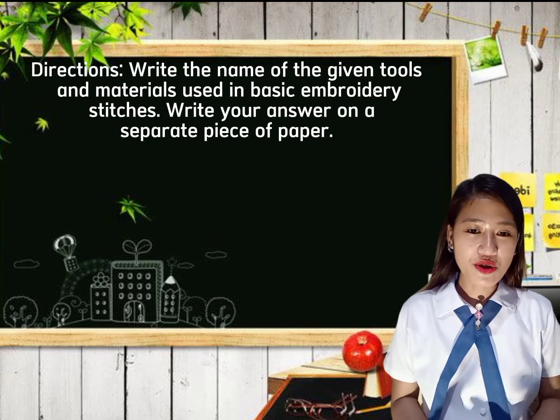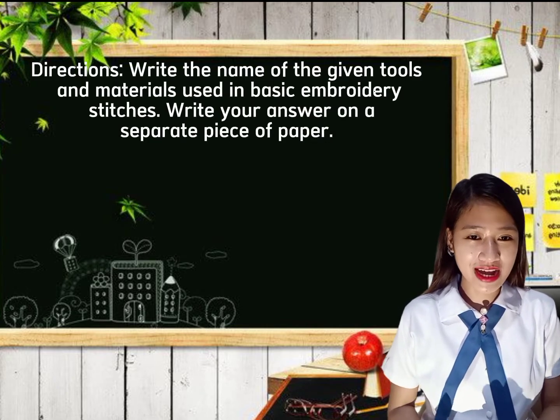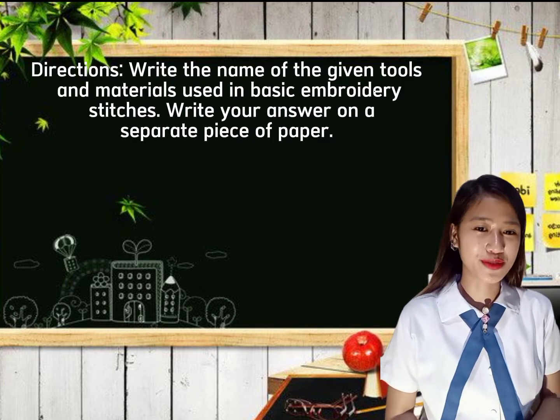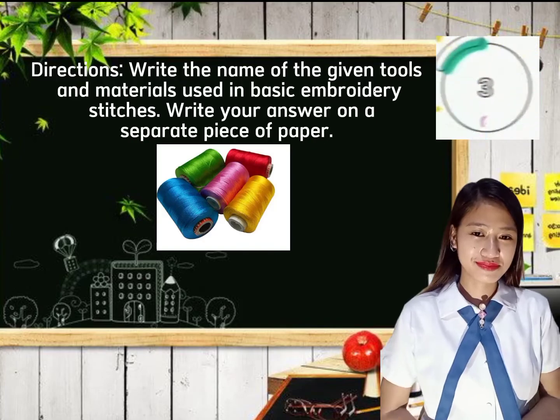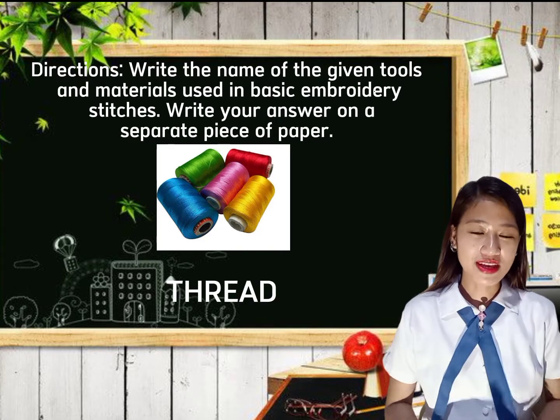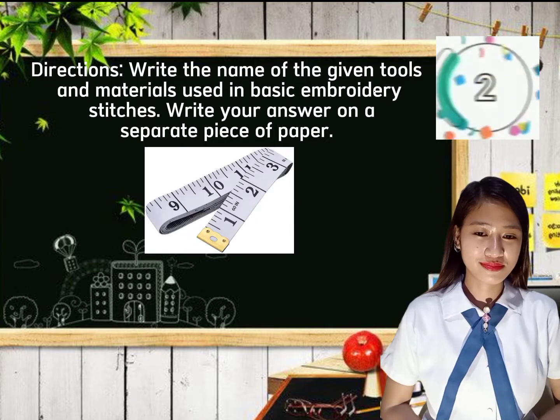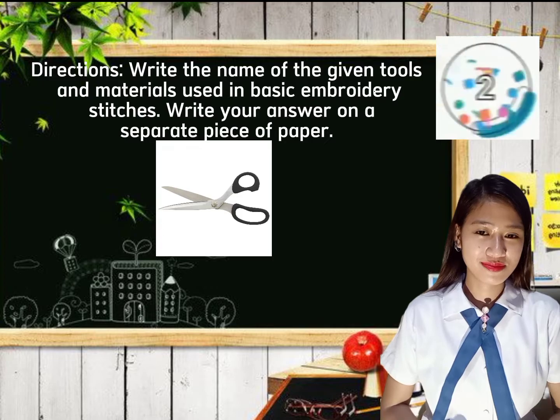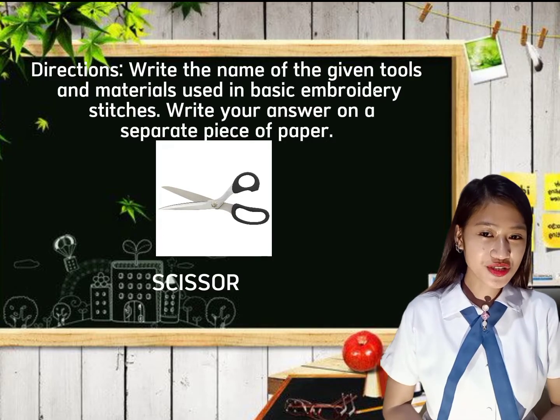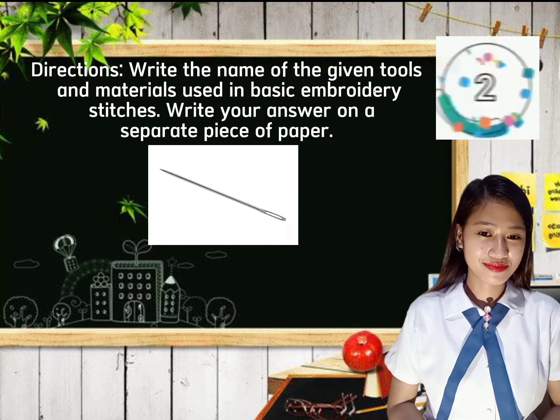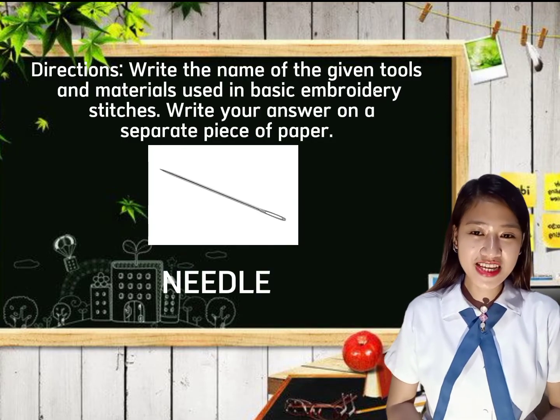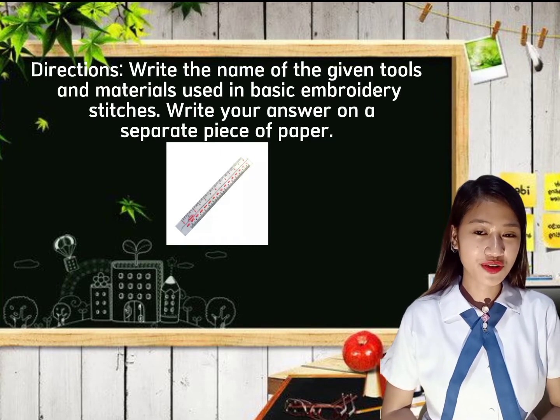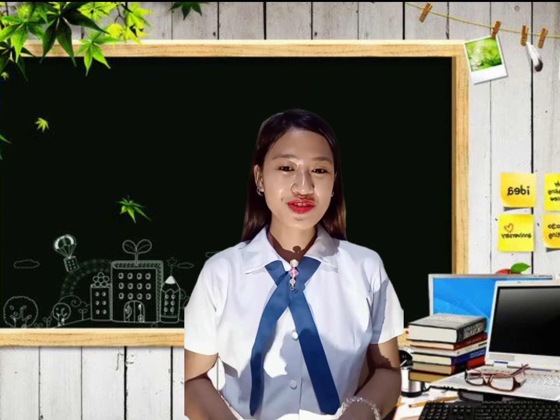To be more familiarized with our lesson, let's have another activity. The direction. Write the name of the given tools and materials used in basic embroidery stitches. Write your answer on a separate paper. Number 1. Thread, correct. Number 2. Measuring tape, correct. Number 3. Scissor, correct. Number 4. Needle, correct. Number 5. Ruler, correct. Check your scores, learners.